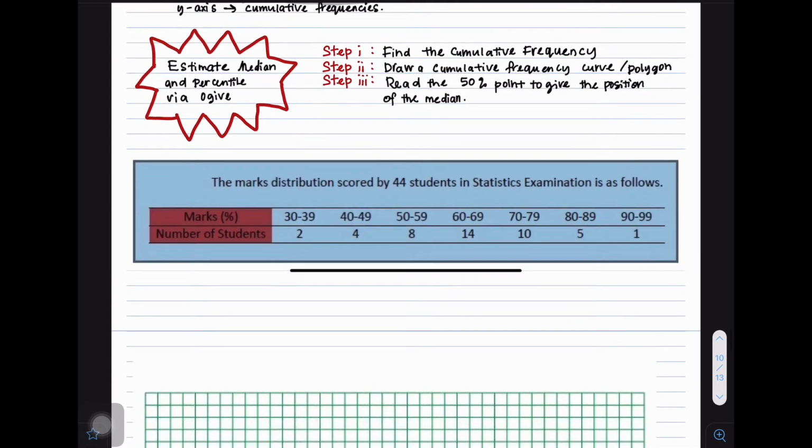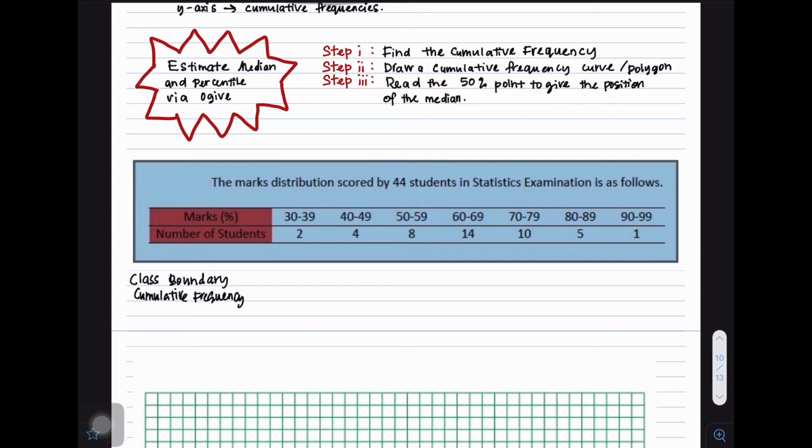So if we have this data, if you can see the mark distribution scored by 44 students in statistic examination, the just now data. Okay, so we already know how to find the class boundary just now. So let's put our class boundary here. Okay, so let's put the class boundary here, and we need one more, which is the cumulative frequency. So this is two information that we need for us to construct our cumulative frequency polygon.